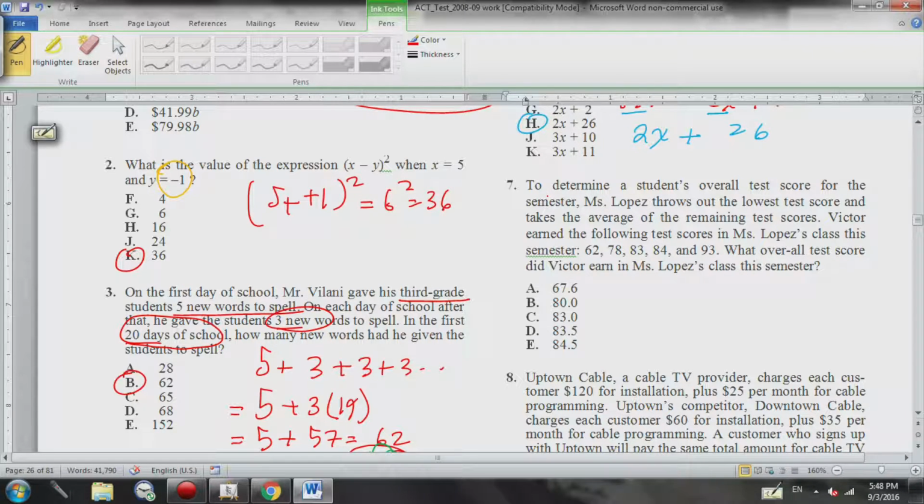Okay, bismillahirrahmanirrahim. So to determine a student's overall test score for the semester, Mrs. Lopez, she's so nice, throws out the lowest score and takes the average of the remaining test scores. So Victor earns the following test scores in Mrs. Lopez's class this semester: 68, 78, 83, 84, 93. What overall test score did Victor earn in Mrs. Lopez's class? Well, she's so nice, as I said, she's going to throw out that 68. Then the average is going to be 78 plus 83 plus 84 plus 93 divided by 4. I believe that comes out to be 83.5. You can check that.